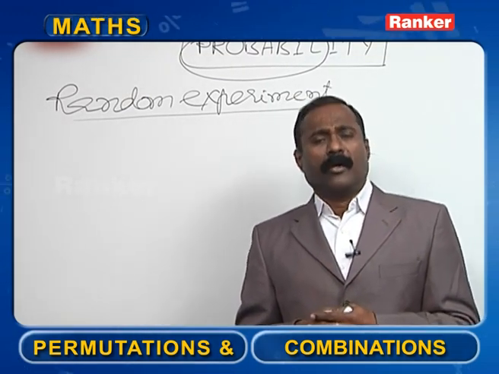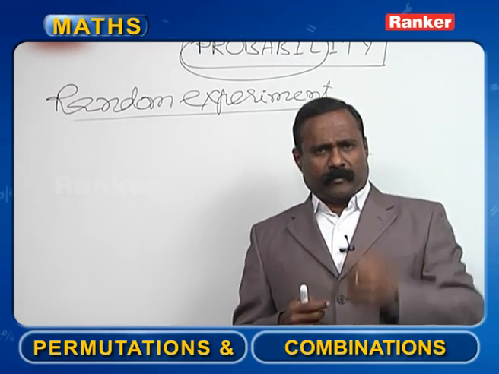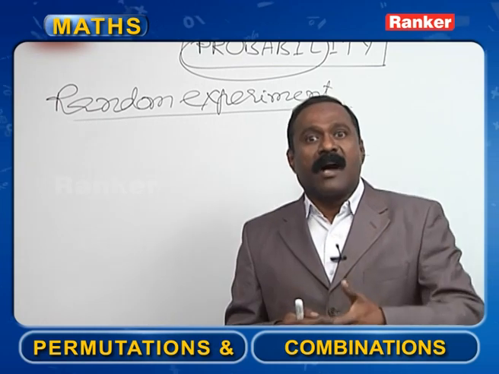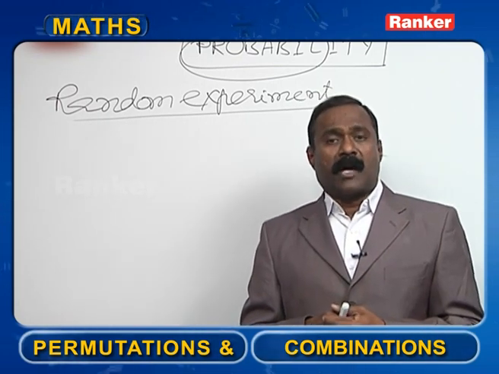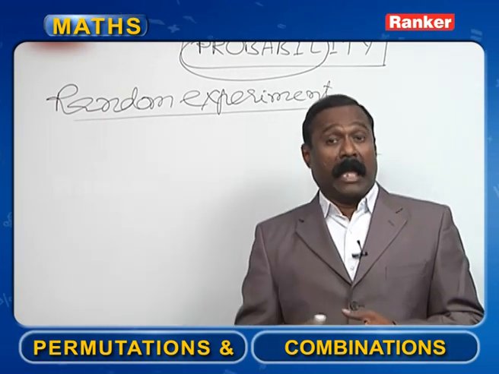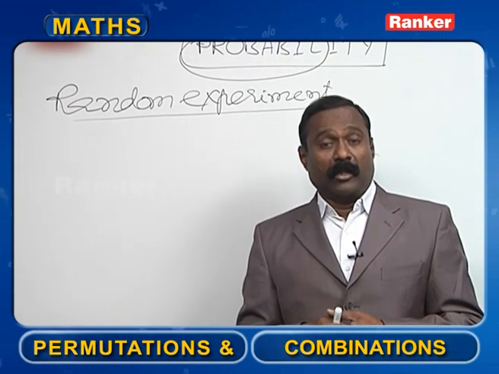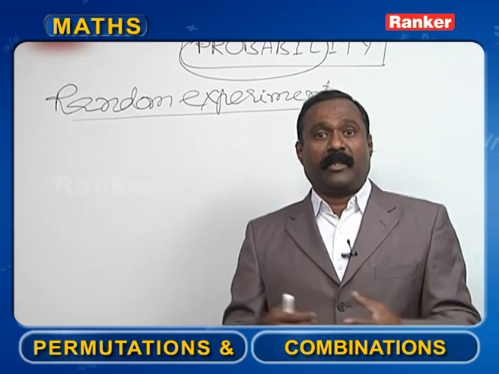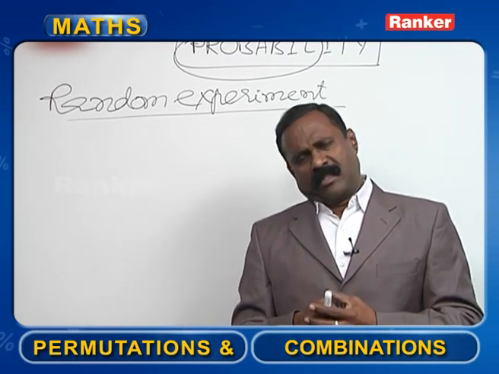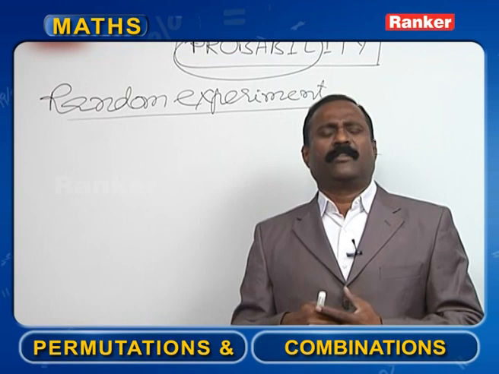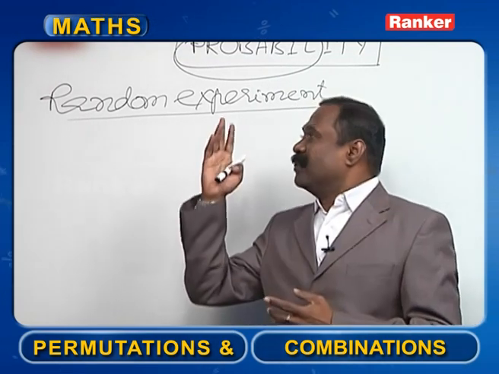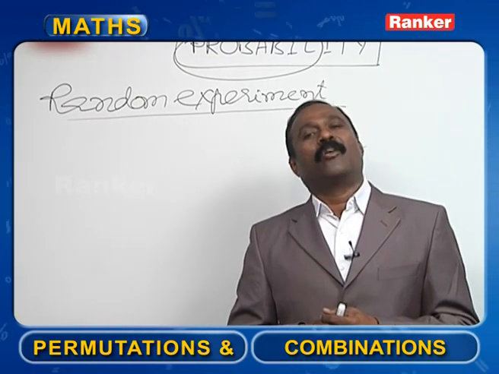You are tossing a coin, you are throwing a die, you are playing cards, you are appearing for an IIT JEE examination, and for all other examinations, even board examinations, and all these are generally termed as experiments. You can take all of them as experiments. Then what should be the random experiment among all of them?